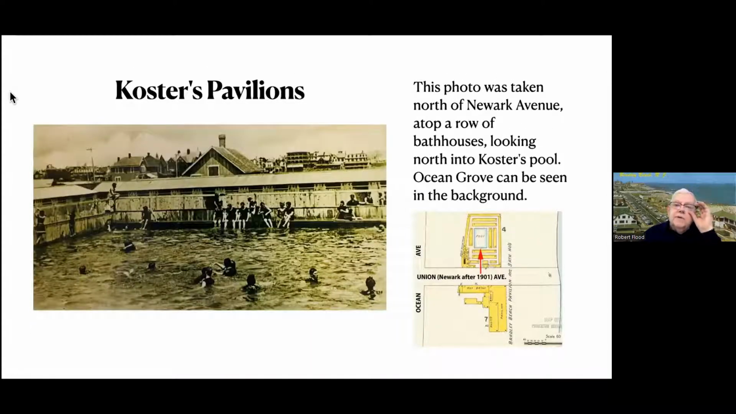Koster's pavilions, again, had a pool, and this photo was taken north of Newark Avenue, atop a row of bathhouses, and looking north into the pool, and you can see Ocean Grove up in the background.